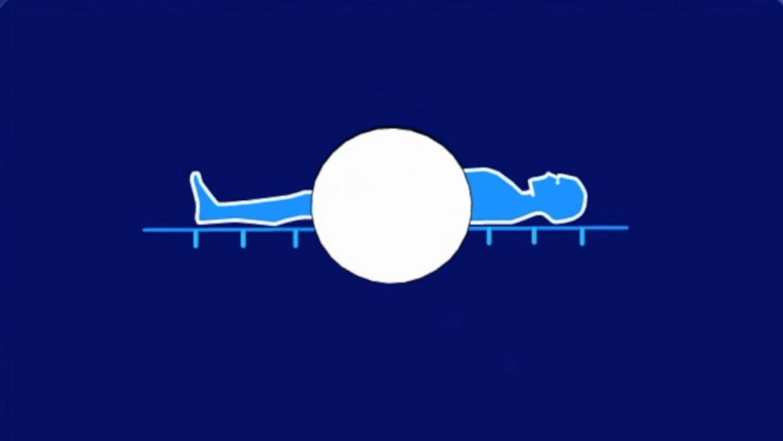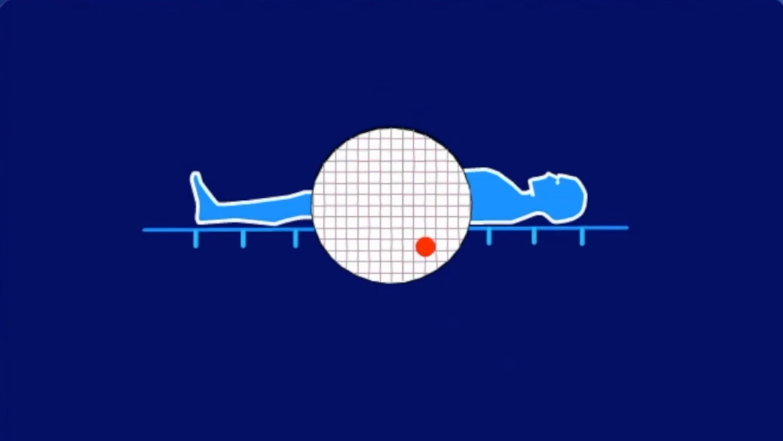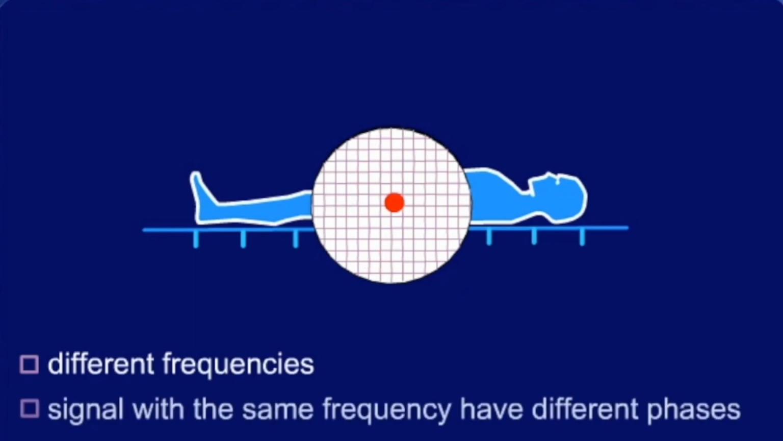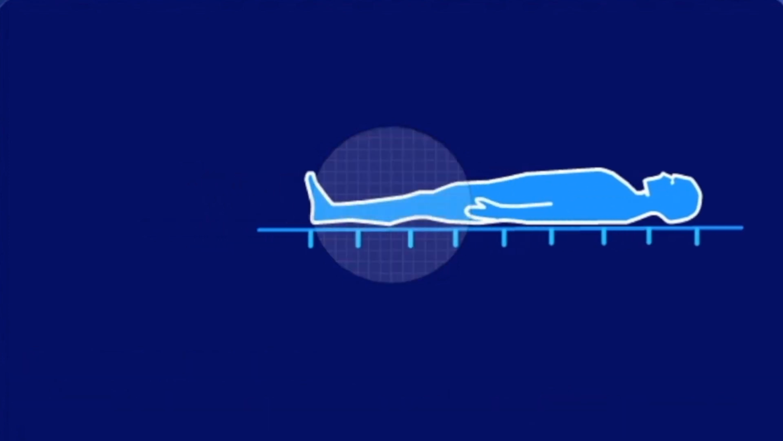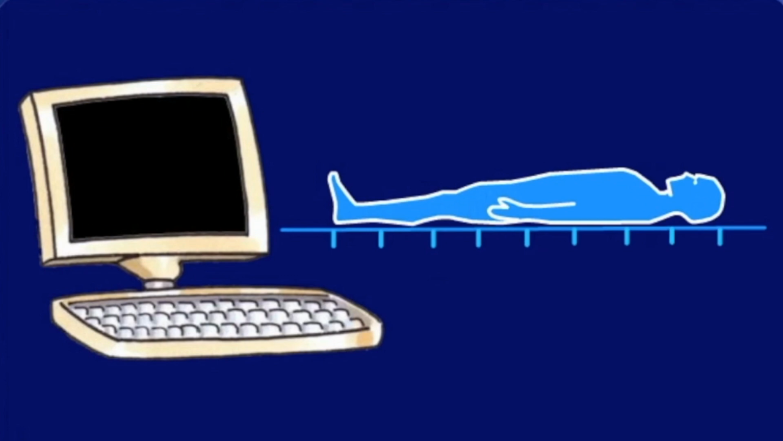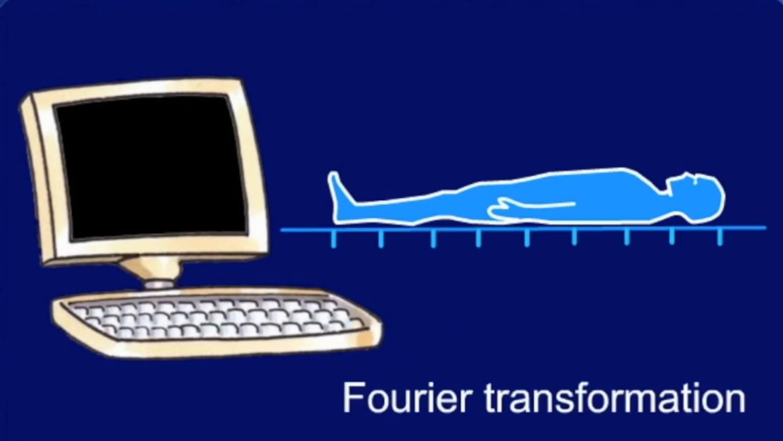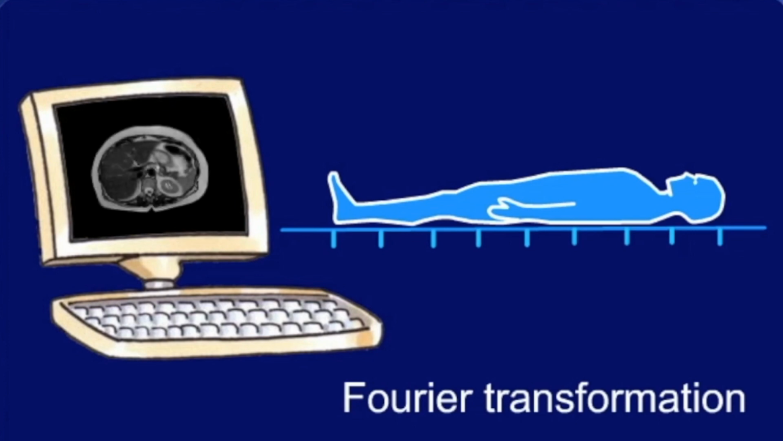What finally comes out, after we've applied all these gradients, is a mixture of different signals. These have different frequencies, and signals with the same frequency have different phases, all according to their location. By means of a computer and a mathematical process called Fourier transformation, it can be analyzed how much signal of a specific frequency and phase is coming out. As these signals can be assigned to a certain location in the slice, we can now reconstruct our image.